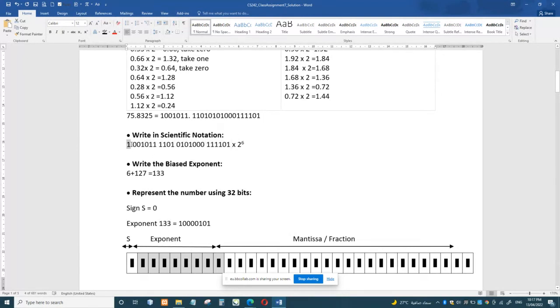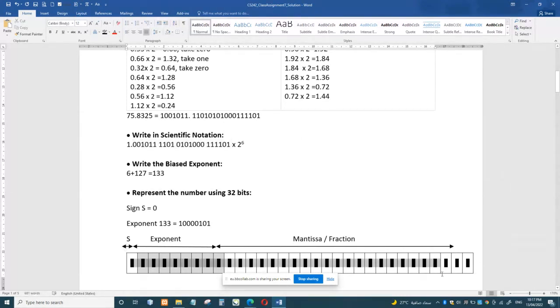10000101 is going to be stored in your exponent part, and this part is your fraction, because we are not going to store the leading one dot. We don't need to store that one, because it is always the same. So we don't store the one dot in the fractional or mantissa part. We just store the rest.